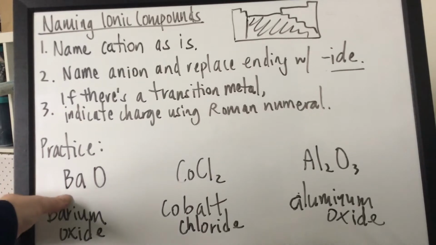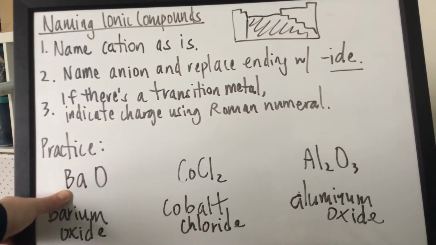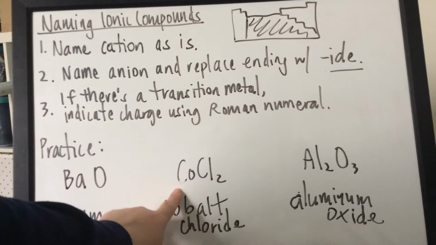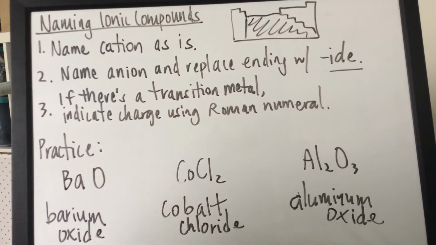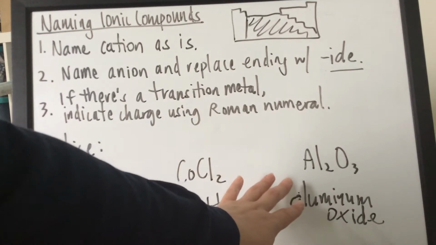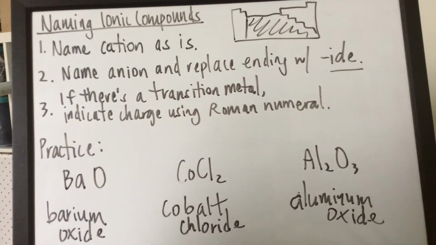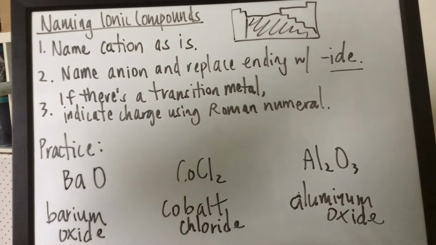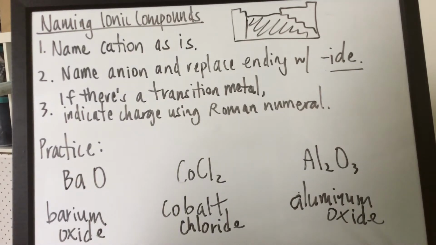So, is barium a transition metal? No. Barium's a regular metal, so we're done. Is cobalt a transition metal? Yes. Okay, so we'll come back to this one. We're going to have to deal with this. And then is aluminum a transition metal? Aluminum is not, because I know that aluminum is +3. So I don't have to deal with that on that one. So the only one I have to deal with is cobalt.